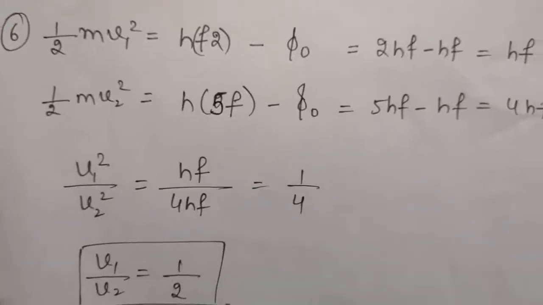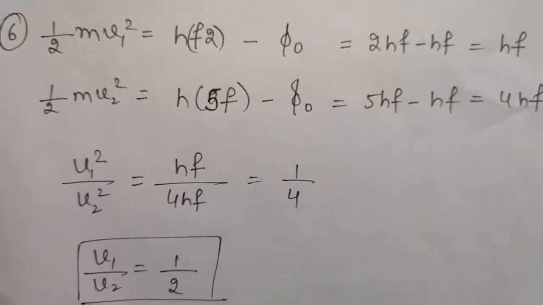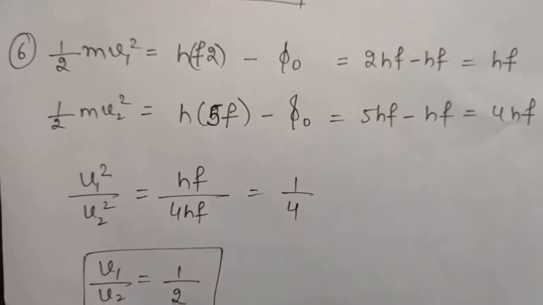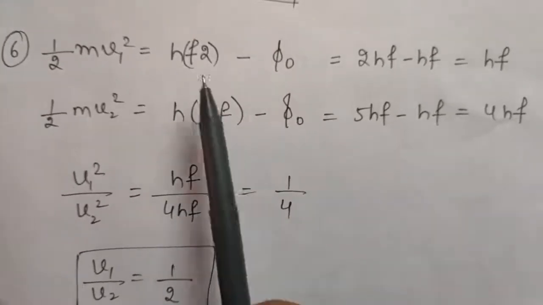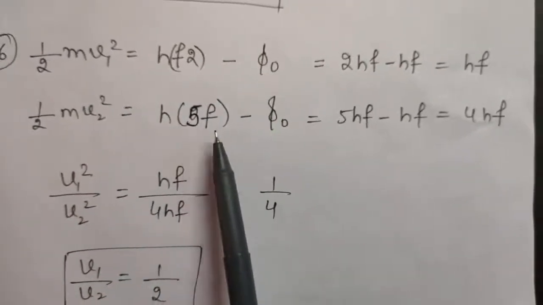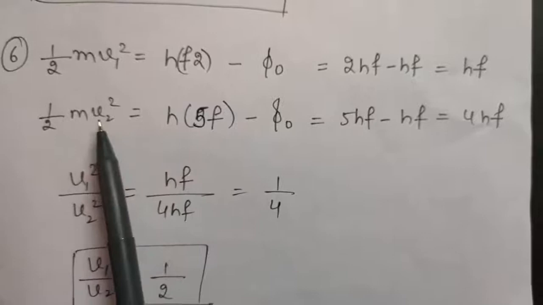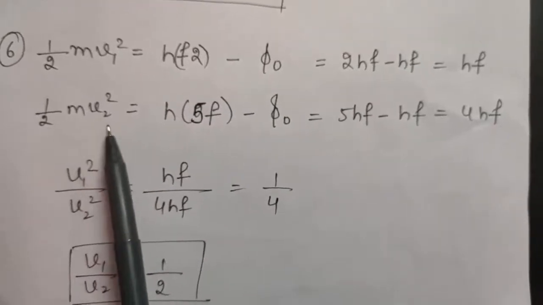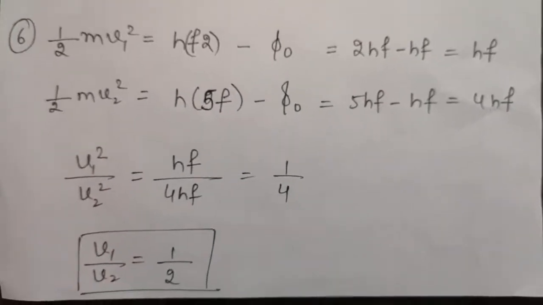In question number 6, you are given threshold frequency to be f. It is given when the frequency of incident light is 2f, the velocity is v1, and when the frequency of incident light is 5f, the velocity is v2. So you have to calculate the ratio v1 upon v2.